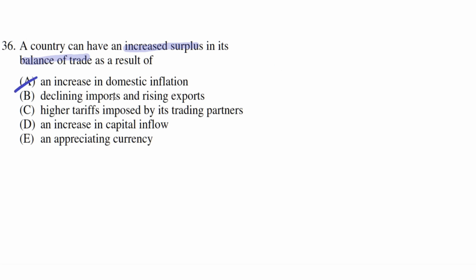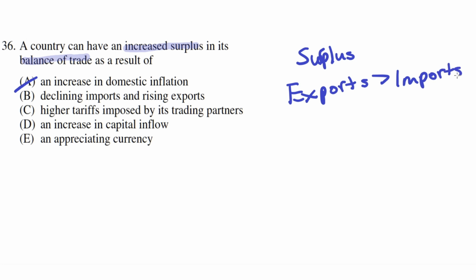B. Declining imports and rising exports. This seems to be the correct answer, because a surplus is defined as exports being greater than imports. So we can increase this surplus by increasing the exports and decreasing the imports, meaning that the exports would be even greater than the imports, and thus the surplus would increase. So B seems to be the correct answer.